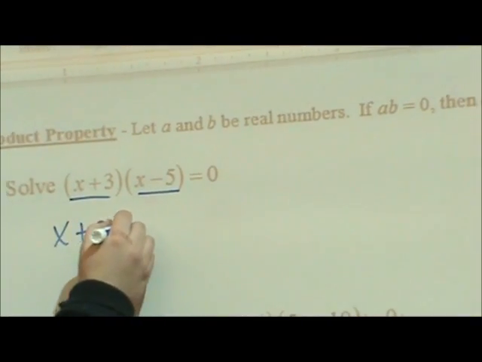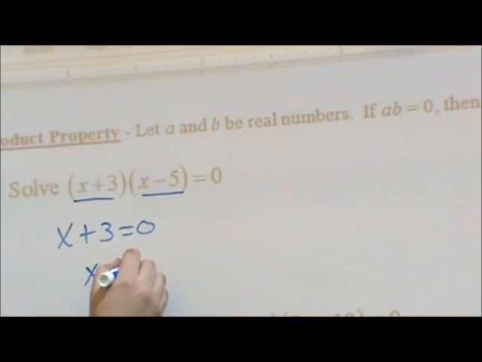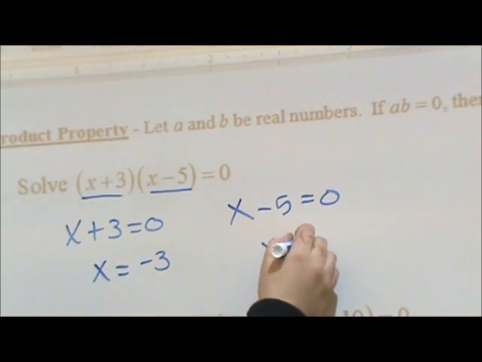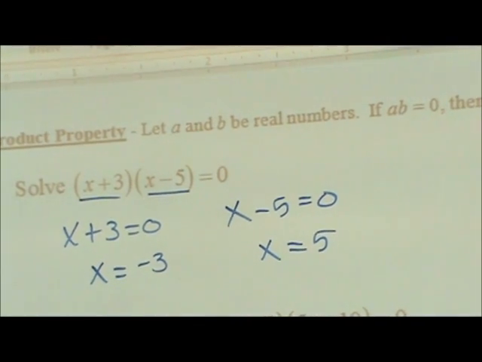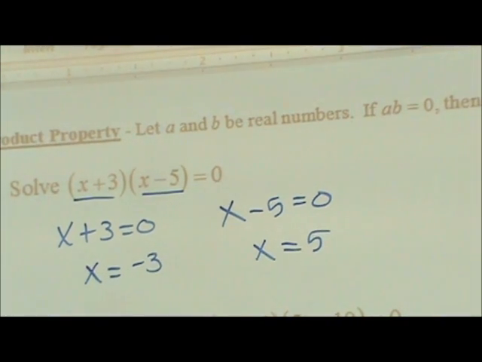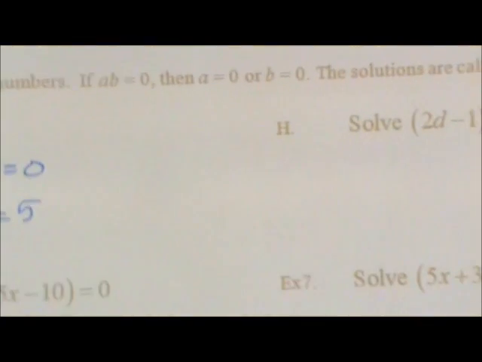x plus 3 equals 0, x equals negative 3. x minus 5 equals 0, x equals 5. And that's it. Not the most difficult thing, but I know these ones are already factored, so they don't take the most time. Let's look.